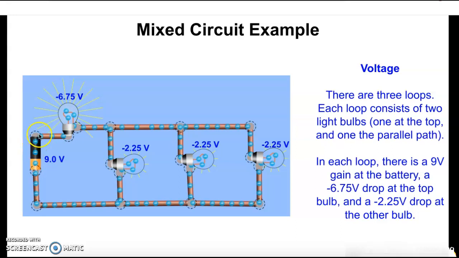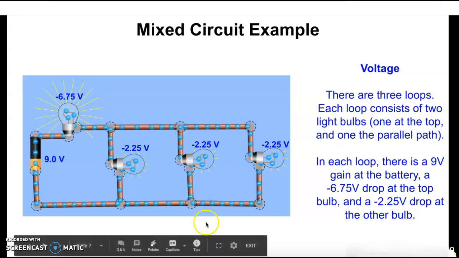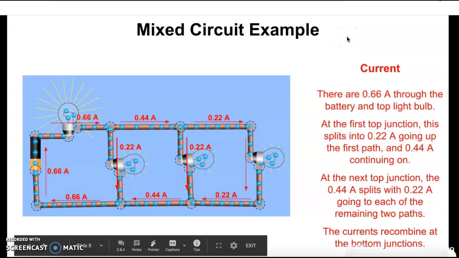Same thing happens no matter what path you go down. I'll go down the middle path. So I got a 9 volt gain at the battery, 9 volts minus 6.75 volts, and then minus 2.25 volts. That brings me back to 0. Voltage gains equals voltage losses. So that's the voltage. I don't have much time to talk about the current. I'll just still show the slide.